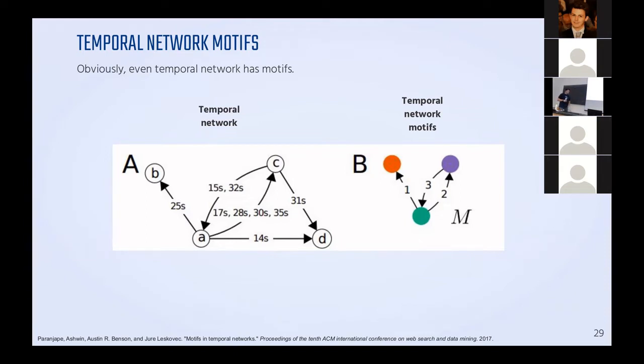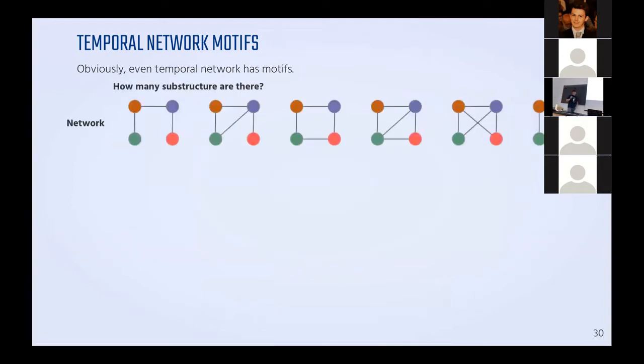Paranjape et al. proposed this method based on dynamic programming to count motifs and how a motif looks like. Basically, it's a simple motif, but we also have an order on the edges. So, cool. It seems that the problem is solved. But just try to reason a little bit on how many of those substructures we have.